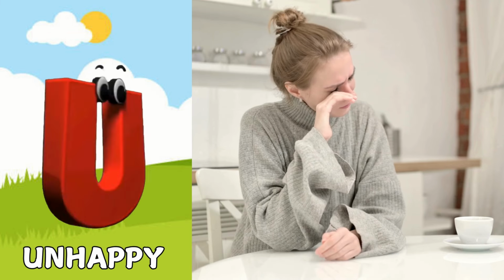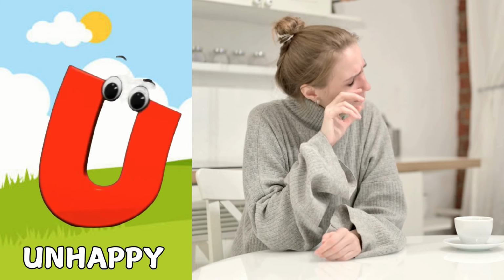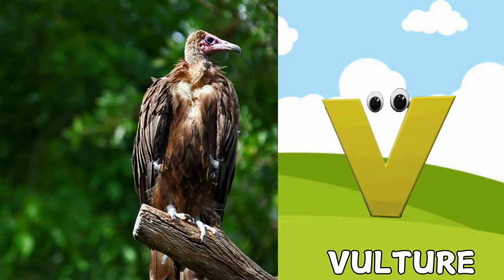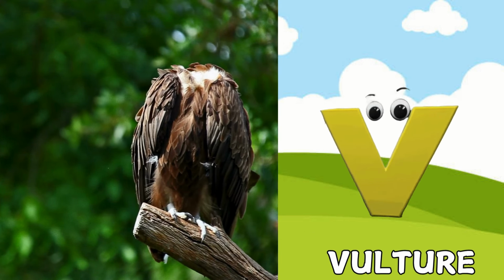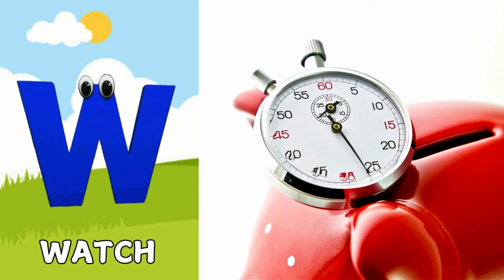U is for unhappy, u, u, unhappy. V is for vulture, v, vulture. W is for watch, w, w, watch.